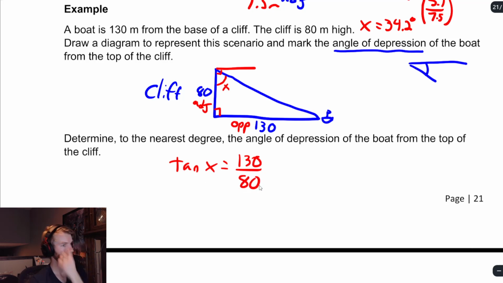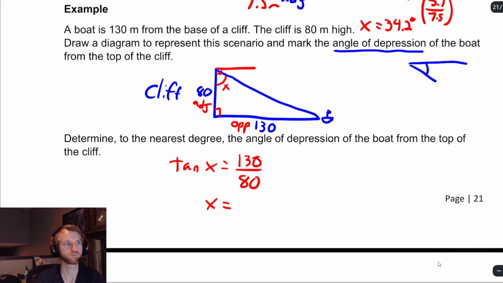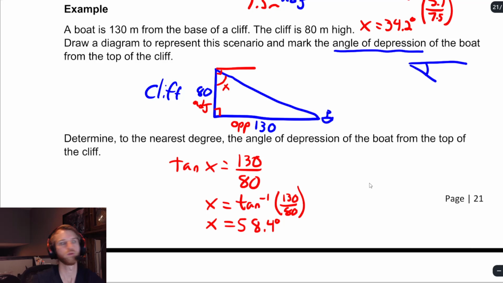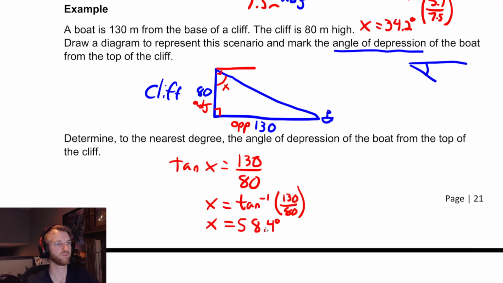I do my tan inverse to figure out the angle, and I found out my angle was 58.4 degrees. So this angle here was 58.4 degrees. But I want to know the angle of depression, which is this angle right here. So this angle and this angle have to add up to 90. So I need to think of this plus what would give me 90 degrees. Or another way I could think of it is if I have 90 total and I take away this chunk, what's left?